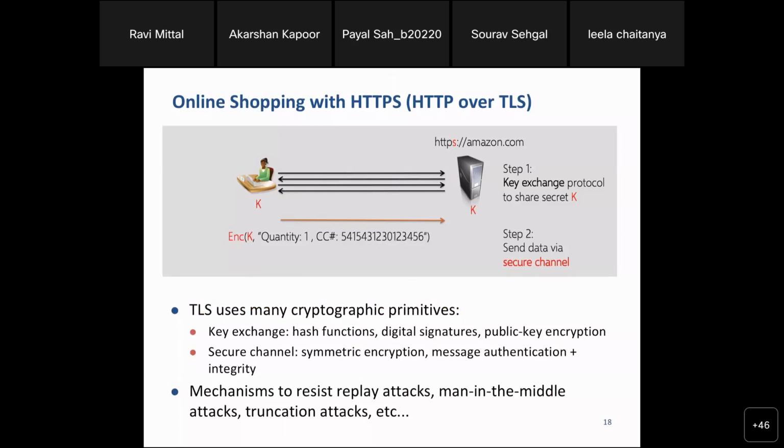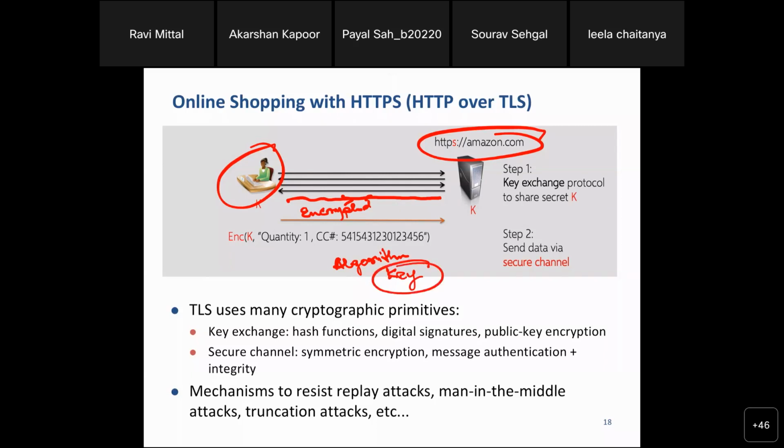Online shopping, for example. Suppose this is the Amazon server here, and then it's you. Whatever communication is happening has to be encrypted. But how will you encrypt it? You will use some algorithm. This algorithm is known to everyone, but you are using a key. Using the key you encrypt, and the other end uses the same key for decryption, right?